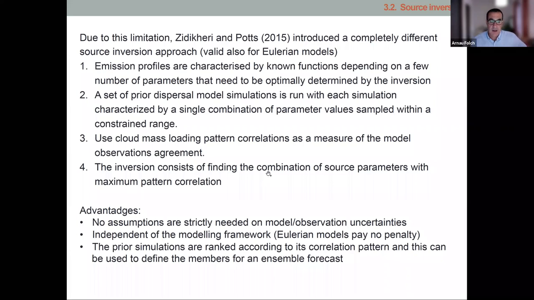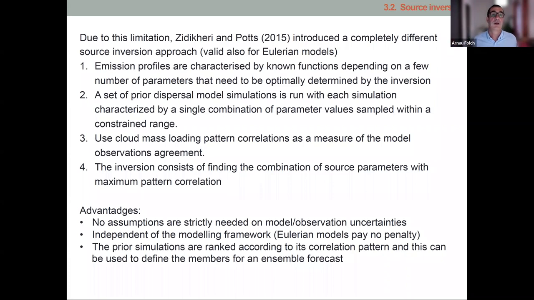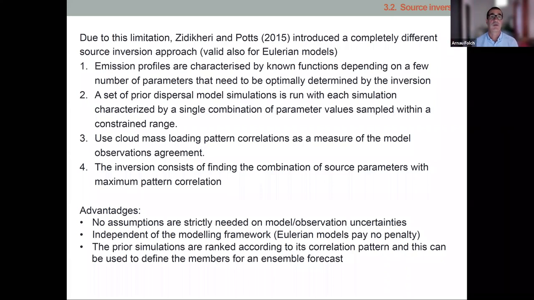And this has several advantages, because first of all, we don't need any assumption on the uncertainties on the model and on the observation. But this is something to remember: in the Bayesian approach, we also need to know, we have to bound the errors and give the uncertainties of both model and observations. Here we don't need that. Here we are doing an ensemble that explores the range of values of the different parameters.